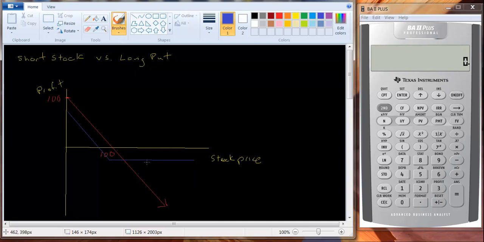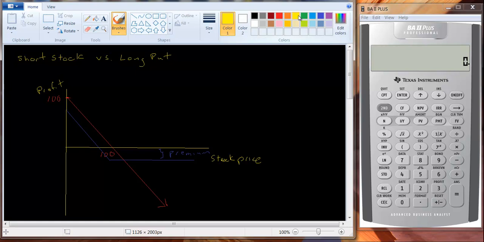And again, you get this sort of hockey stick looking thing, where the difference here is the premium. I don't know if I drew it exactly right, but this vertical distance between the red line and the blue line should be the same as this distance between the yellow line and the blue line. This is the premium you pay. This is how much you're paying for the privilege of being able to dump the stock on somebody at $100 a share, even if it's selling for less than 100.